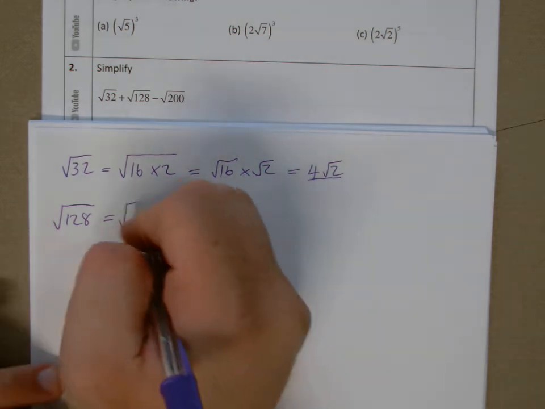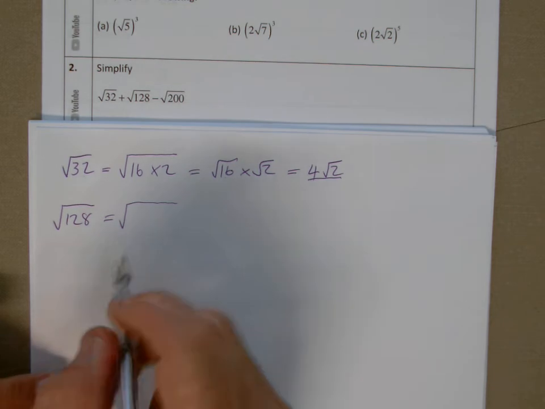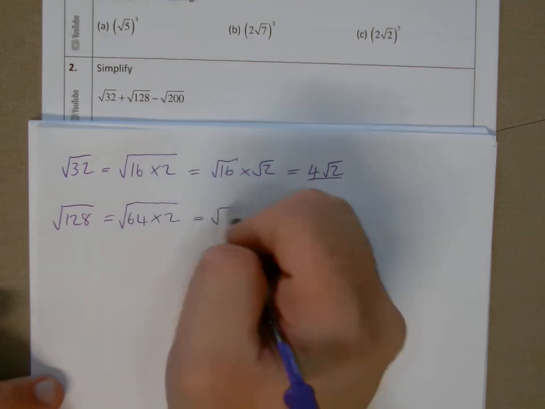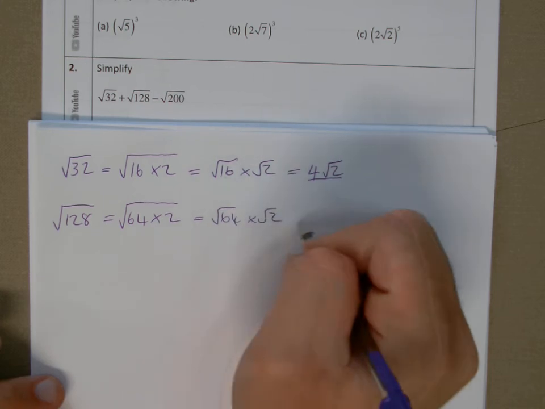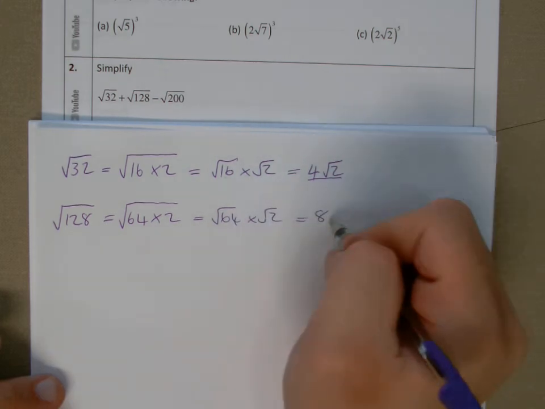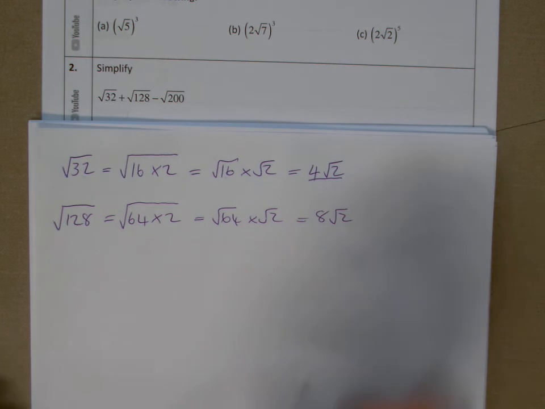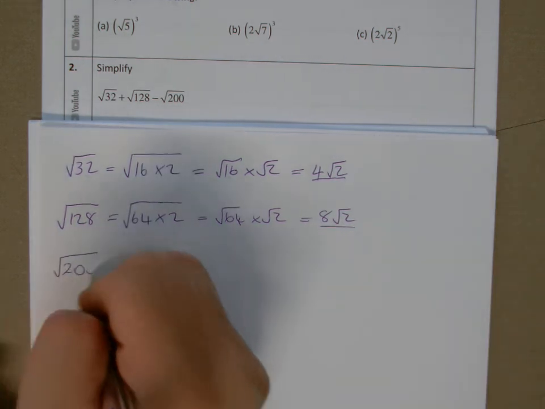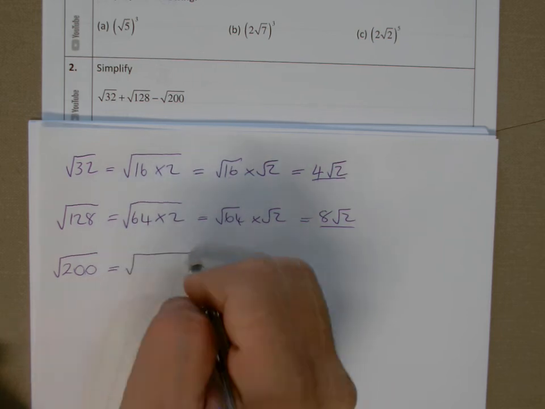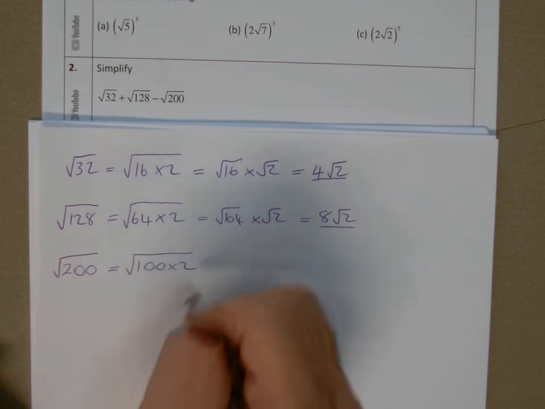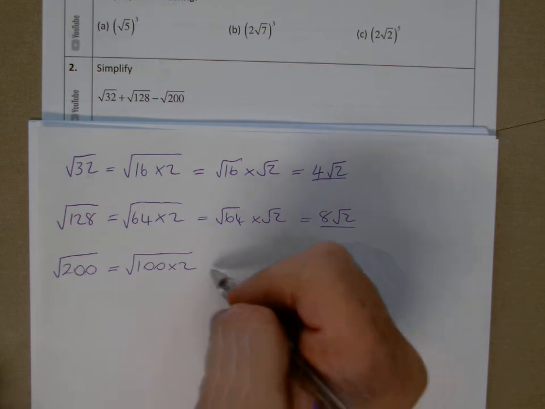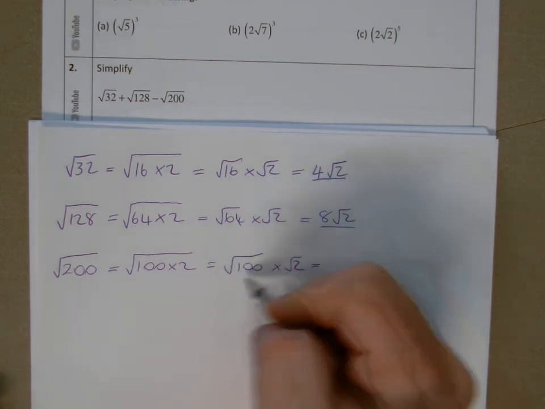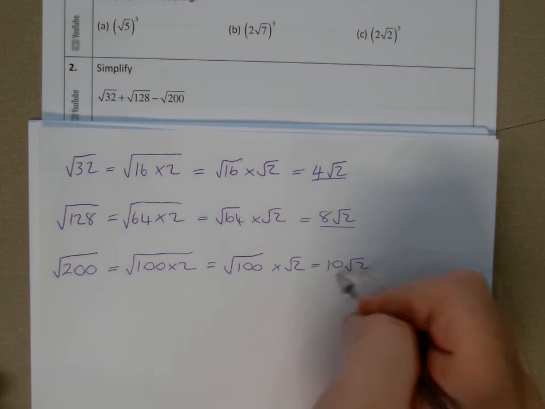So let's think now, can I multiply something by 2 to get 128? Of course, if you think about it, it would be 64 times 2. And if I split them up, square root of 64 is 8. So it'll be 8 root 2. And then finally, the square root of 200. Again, times that by 2, it would be 100, wouldn't it? And split that up. Well, 100 is a square number, isn't it? So square root of 100 is 10. So you get 10 root 2.